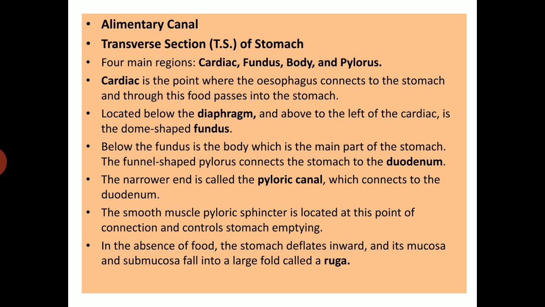The narrower end is called the pyloric canal, which connects to the duodenum. Duodenum is part of the small intestine. The smooth muscle pyloric sphincter is located at the point of connection and controls stomach emptying. In the absence of food, the stomach deflates inwards and its mucosa and submucosa fall into large folds called rugae.